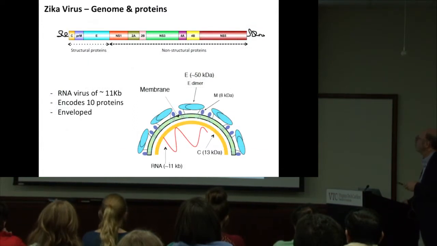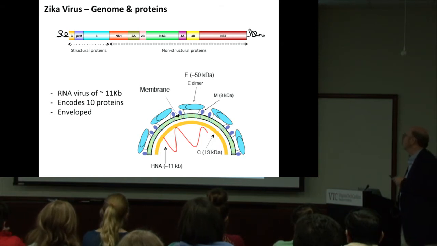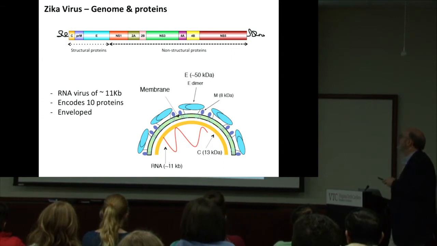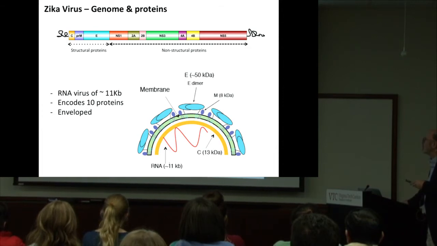The genome of Zika, like the flavivirus, is rather simple. We make 10 proteins. Those 10 proteins are initially made off of a single polyprotein that is cleaved by viral as well as cellular proteases. Three of the proteins are what we're going to talk about today. These are at the amino terminal end of this polyprotein, and these are the components of the virus particle.